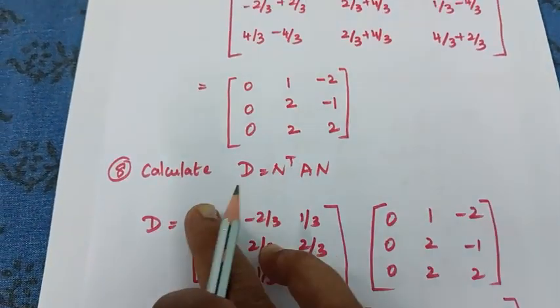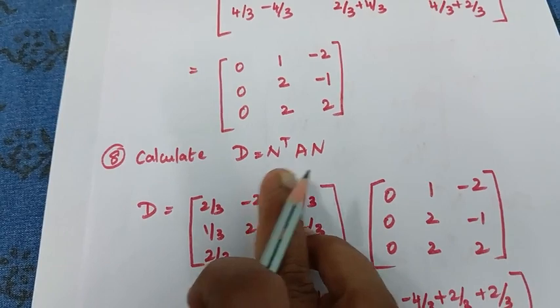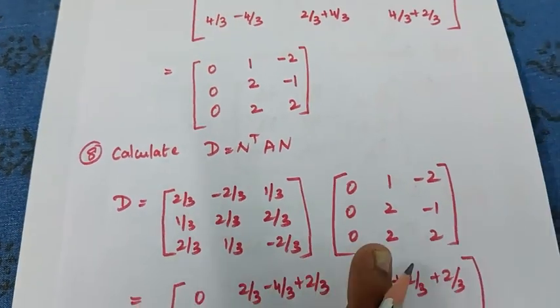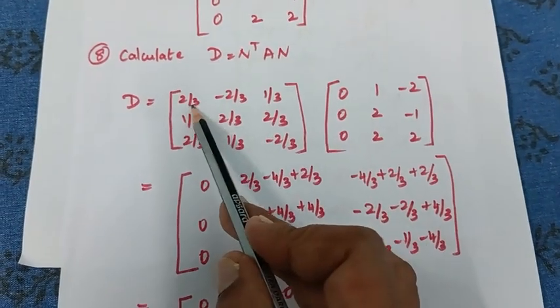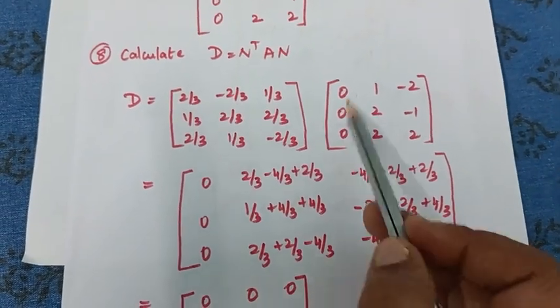Next we are going to calculate D equal to N transpose AN. N transpose we know, and AN we have calculated. Similarly here also we are doing this. Here we know the first column is 0.